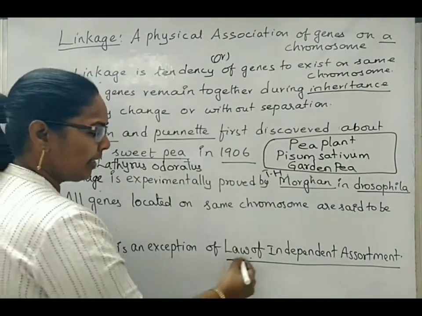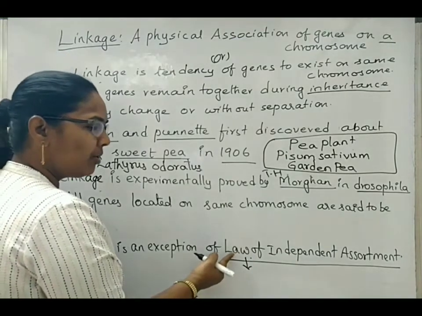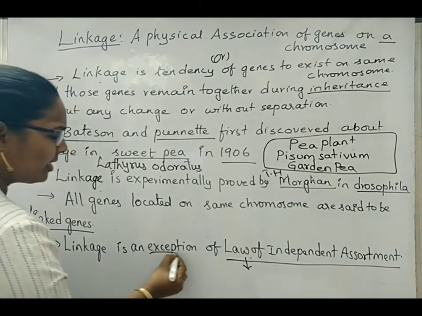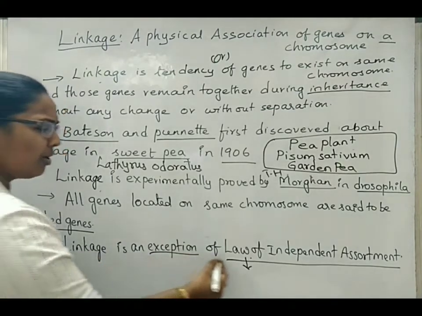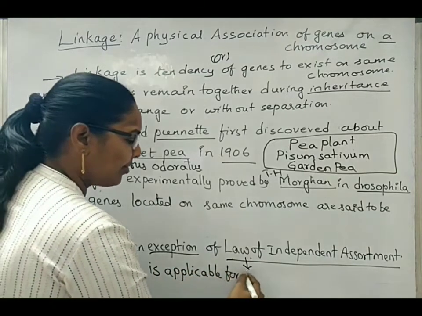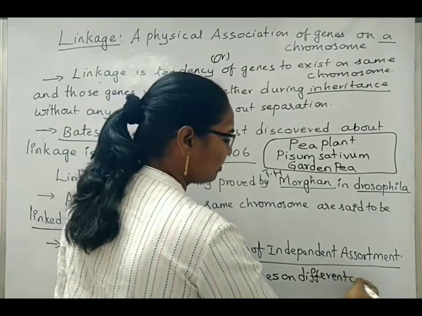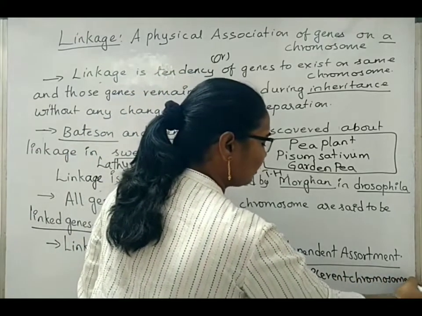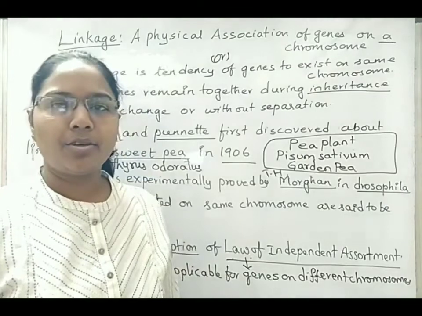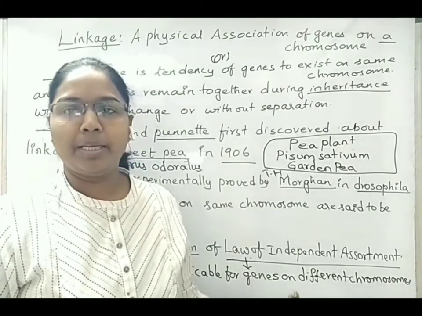This law of independent assortment is not applicable to the studies done by Bateson and Punnett because here we read about alleles that are present on the same chromosome, not on different chromosomes. So we say this is an exception. Why an exception? Because the law of independent assortment is applicable for genes on different chromosomes. The law of dominance, the first law given by Mendel, and the law of independent assortment are not universally applicable.